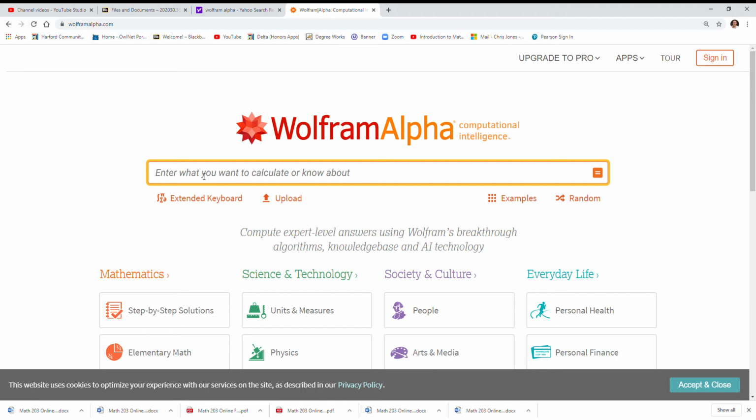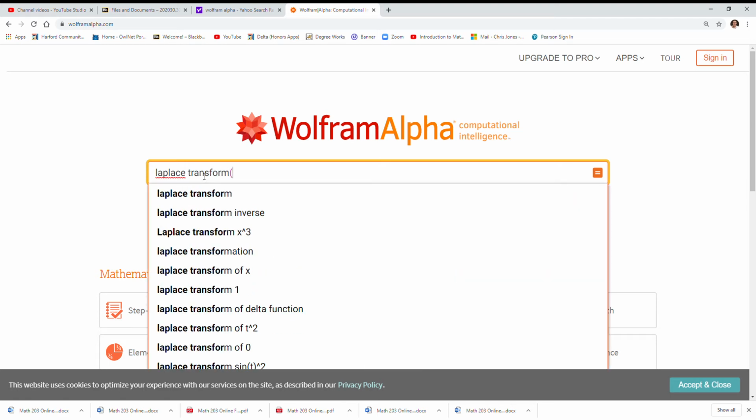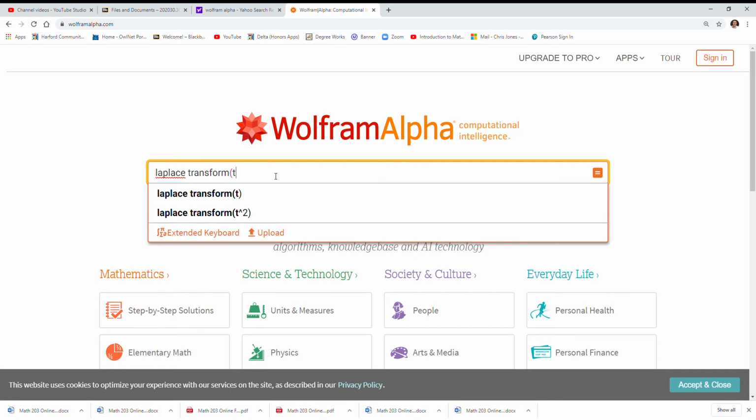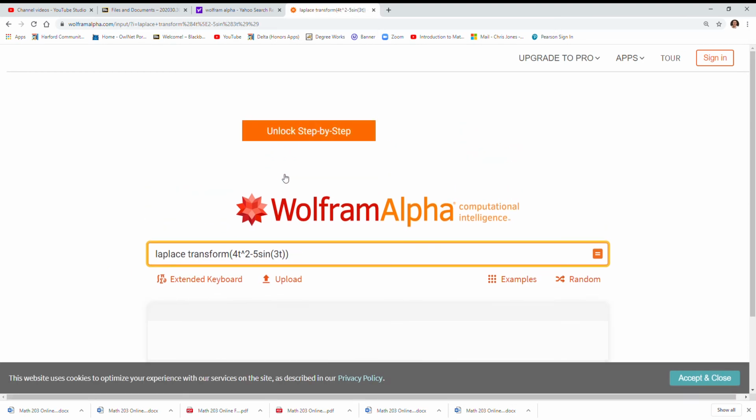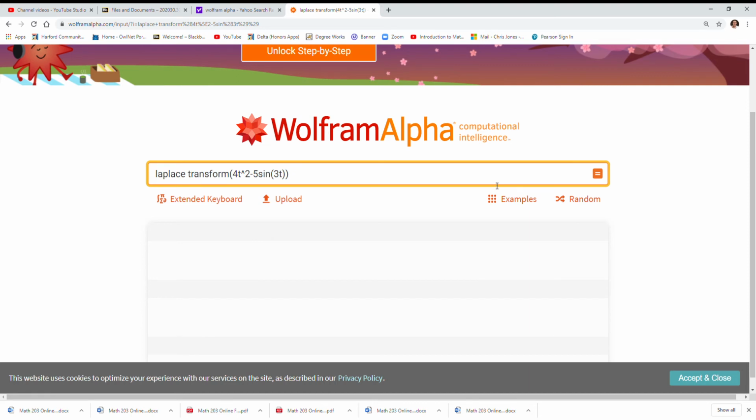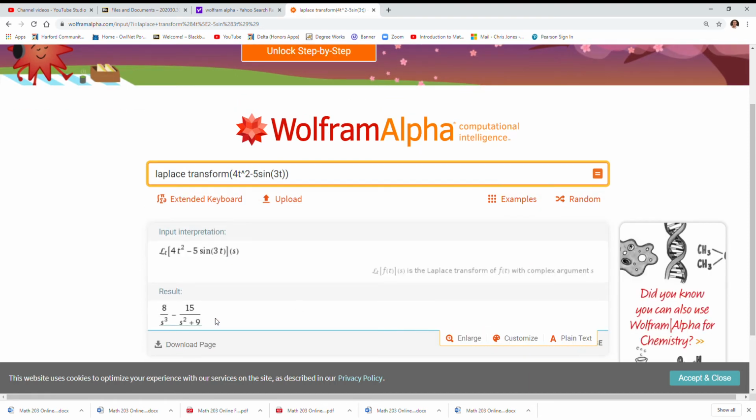So for instance, I can just find the Laplace transform. And you might remember that we did one of these examples earlier in the guided notes of something like 4t squared minus 5 sine of 3t. And then we can just go ahead and execute that. I just hit enter. And there it is right there.